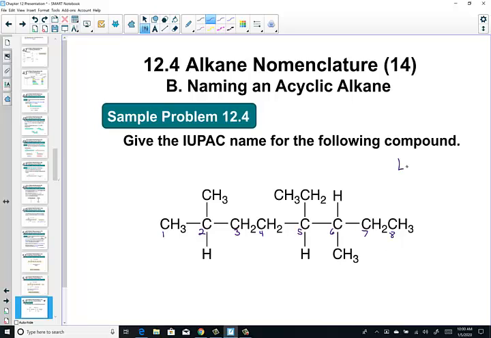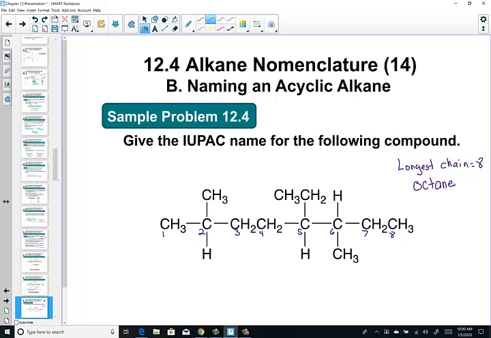Since the longest chain was 8 carbons, we now know the backbone root word of this name. Since it's 8 carbons long, it gets the prefix oct to represent 8. Since we're in the alkane family, these are all single bonds. The last suffix there is ane. So that's going to be the last part of the name, octane.